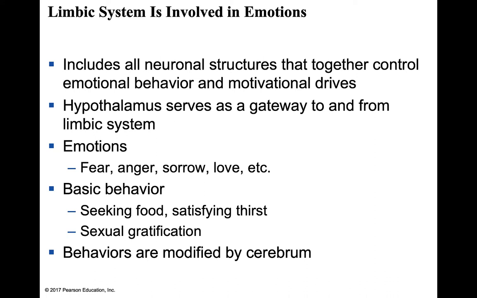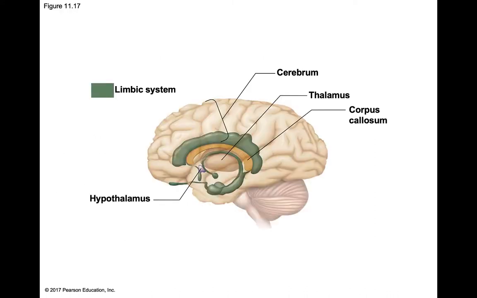It's actually a gateway to and from the limbic system. Now, emotions sit within the limbic system, so fear, anger, sorrow, love. More of the basic behaviors, such as food and thirst, are associated with the hypothalamus, but we also see those within the limbic system, along with sexual gratification. Now, these behaviors of the limbic system are actually modified by the cerebrum.